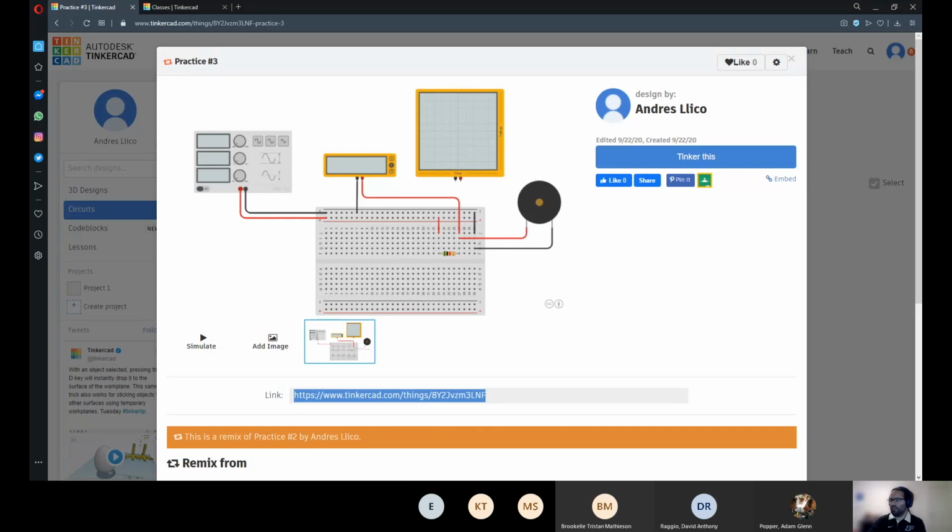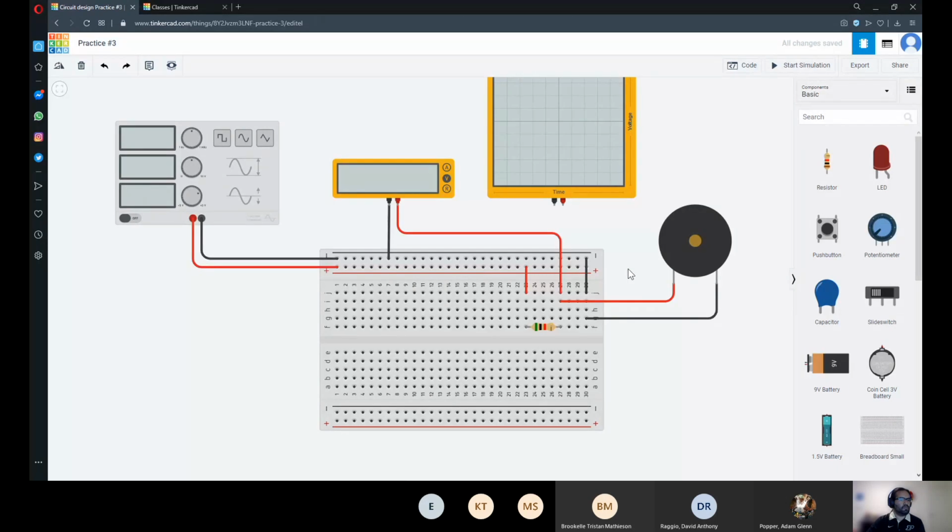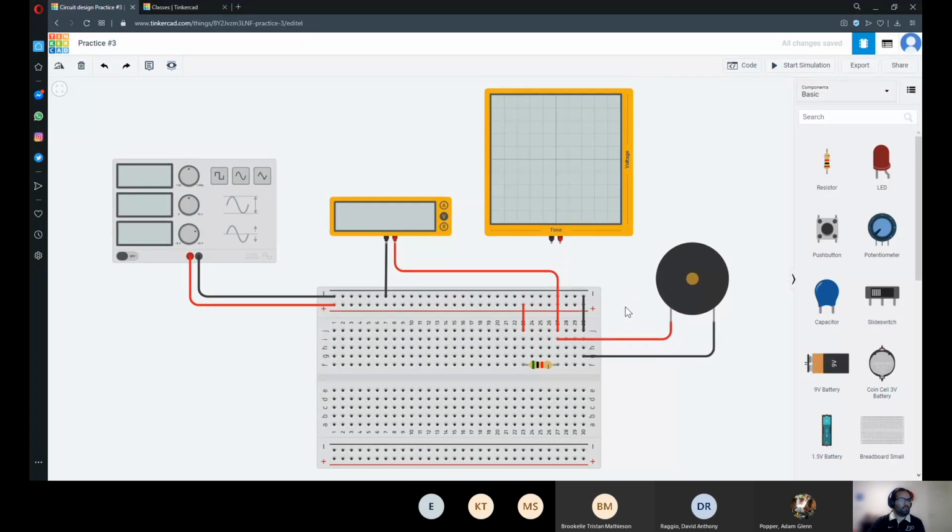But once again, click on the link and add it to your account, so you're able to edit it. Okay.